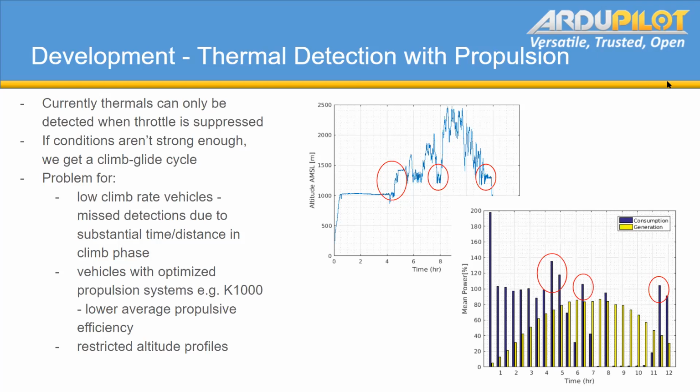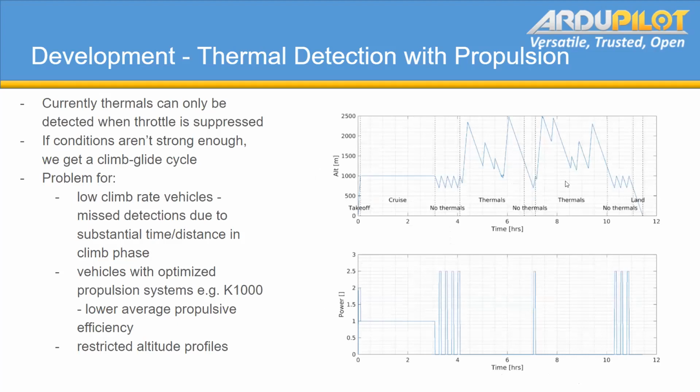So that's a problem. We'd really like to get the average power consumption back to no greater than the average. It should really be better than average if we're doing some thermaling. It shouldn't be higher than average. And also for aircraft flying missions which have restricted altitude profiles, reducing this climb glide cycle makes it easier to interface with ATC and to remain within your altitude permits.